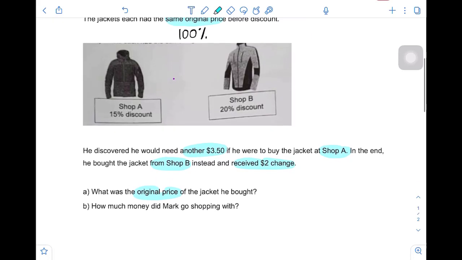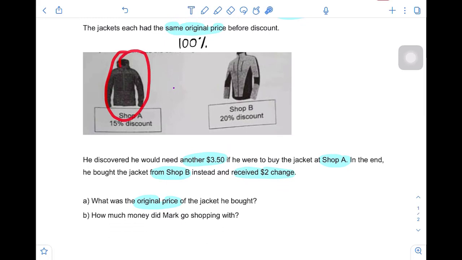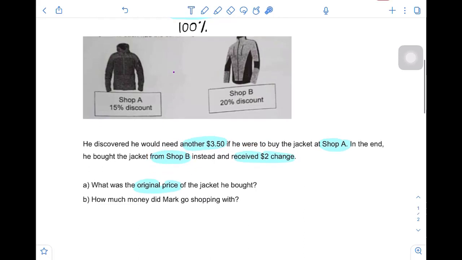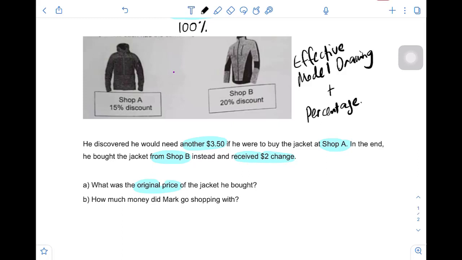Now, it's important to understand that both of these jackets, the original price is the same at 100%. And he did not have enough money to buy from shop A because he needed another $3.50. However, with his actual amount of money, he bought from shop B and he got extra money left, $2 change. So this question can actually be solved by effective model drawings and a good understanding of the percentage concepts. So let me explain.